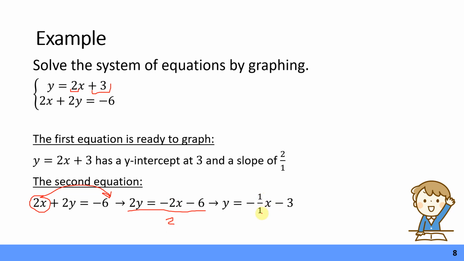And I know what you're thinking. I know it's just negative 1. But remember, I have to leave it as a fraction because it's going to help me rise and run. And then the negative 6 divided by 2 gives me the negative 3. So with that being said, my y-intercept for this problem is going to be negative 3. And my slope is going to be negative 1 over 1.